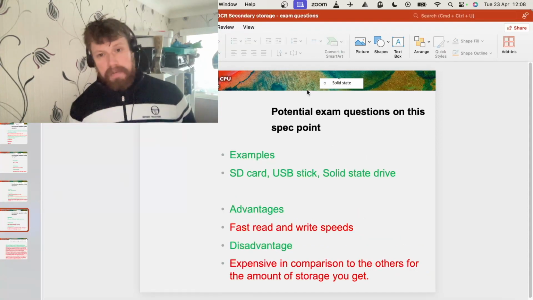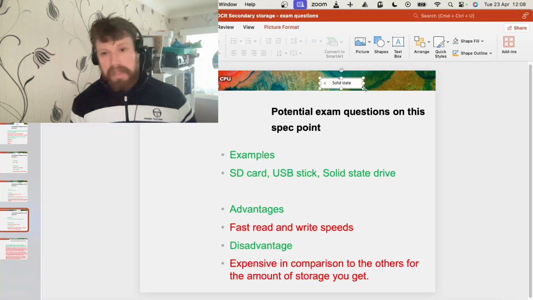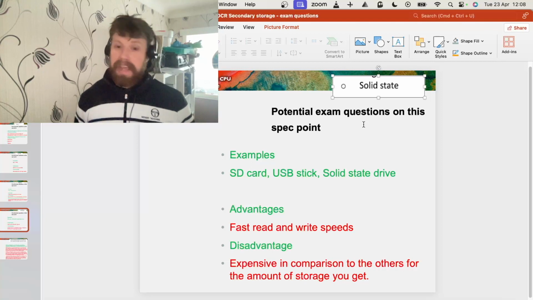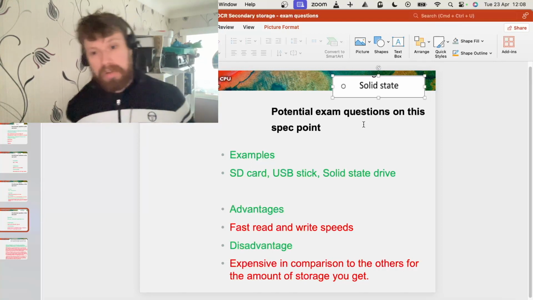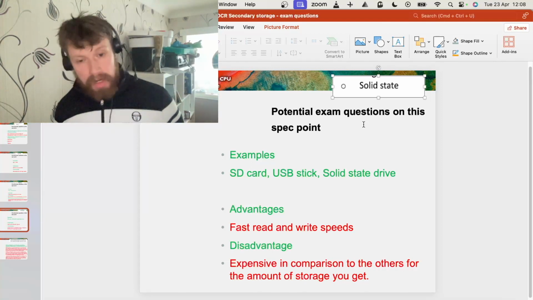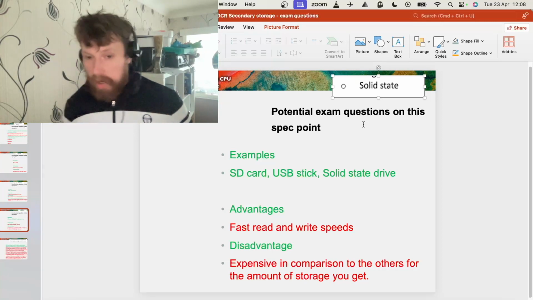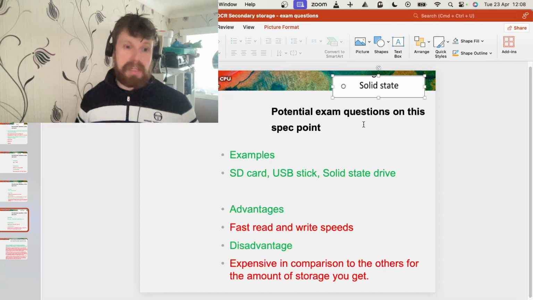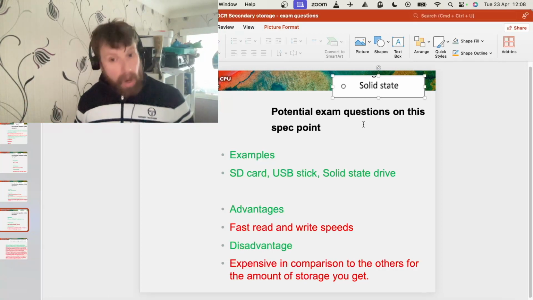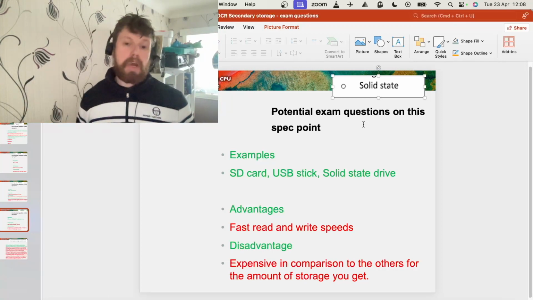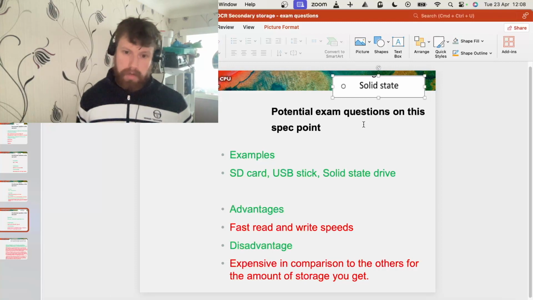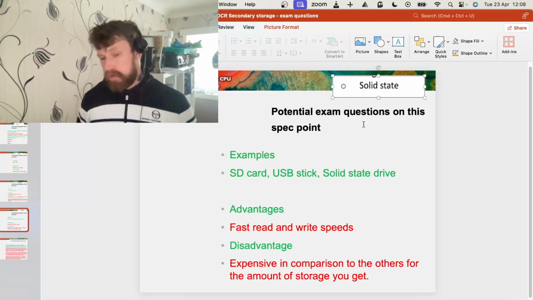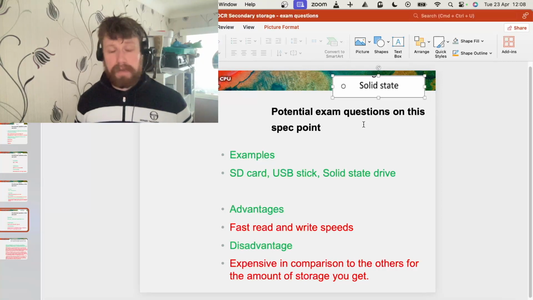For solid state, the examples of this, which is kind of what everyone's using more and more nowadays, is SD cards, USB sticks, and solid state drives. The advantage of this is fast read and write speeds. Pretty much they've got all of the advantages in terms of fast read and write speeds. There are other ones, highly durable, highly portable. The only real disadvantage of this, though, is it's expensive in comparison to the others for the amount of storage that you get. That's the only real disadvantage.